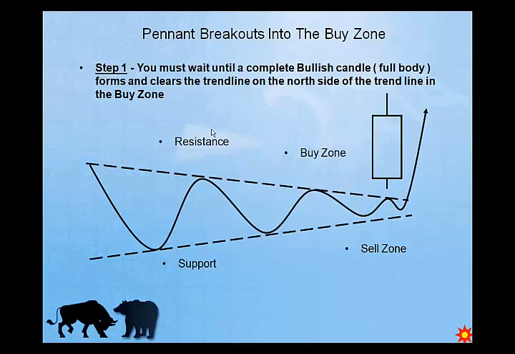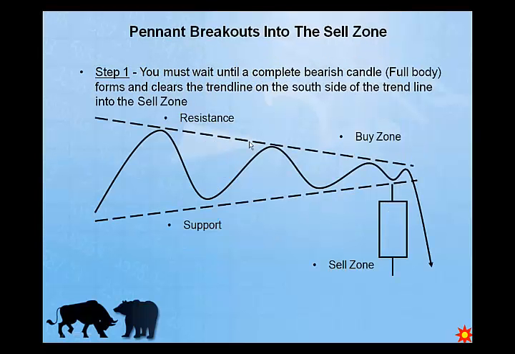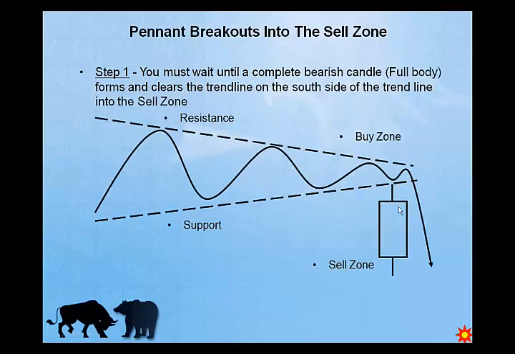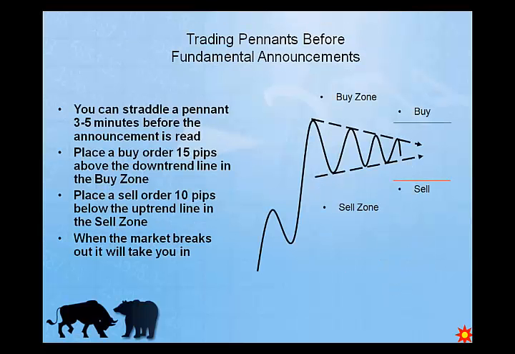Okay, the rules. The first rule to buy, it has to have a full. This is a pennant that breaks out into the buy zone. We're going to wait for a full bullish candle, above the body above this line, in the buy zone, and if it breaks into the sell zone, we need a full bearish candle, full body into the sell zone. So when we're going north, full bullish in the buy zone. When it breaks to the south, we need a full bearish candle in the sell zone. That's the first step.